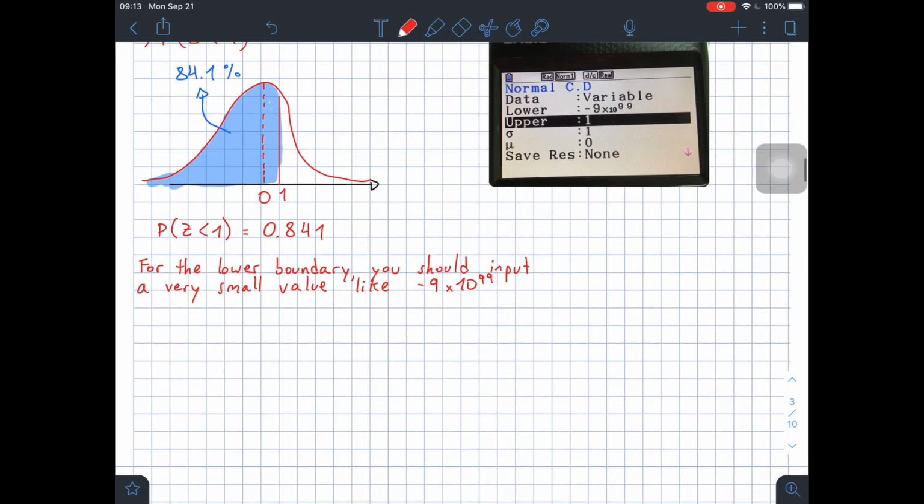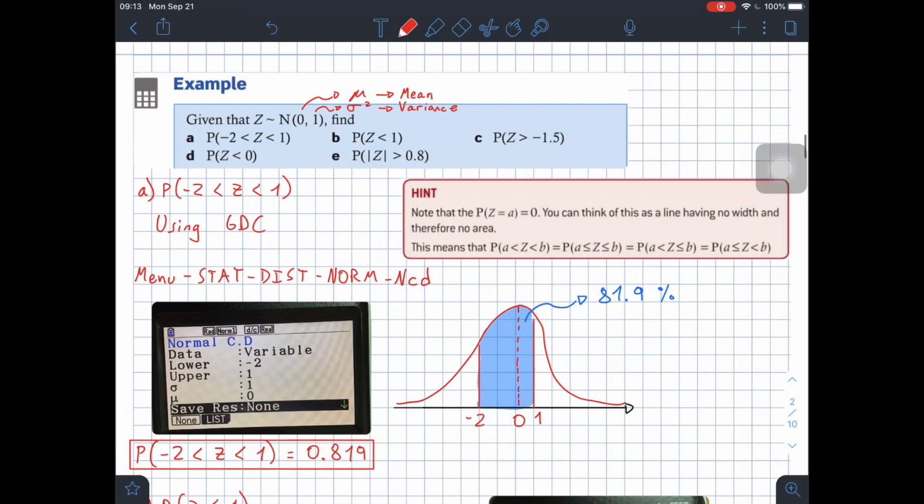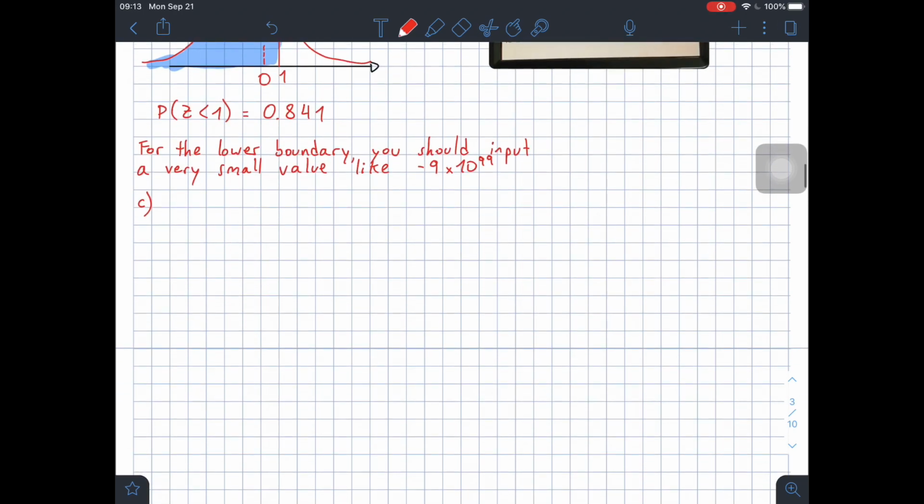Then let's move on to exercise C. Exercise C says the following. We want to find the probability of C being greater than -1.5. So, probability of C being greater than -1.5.